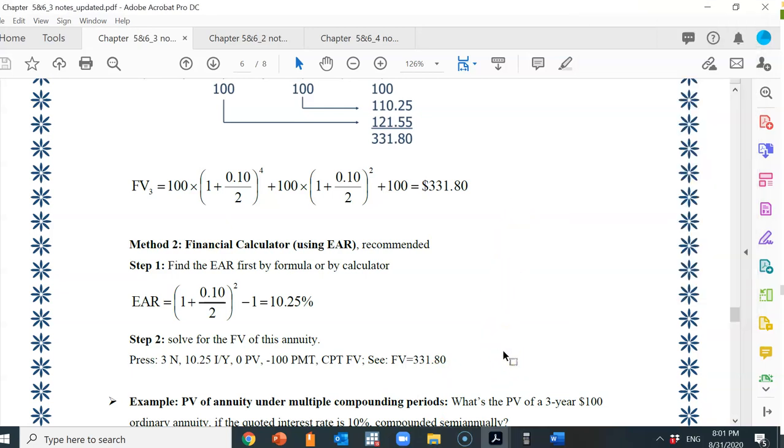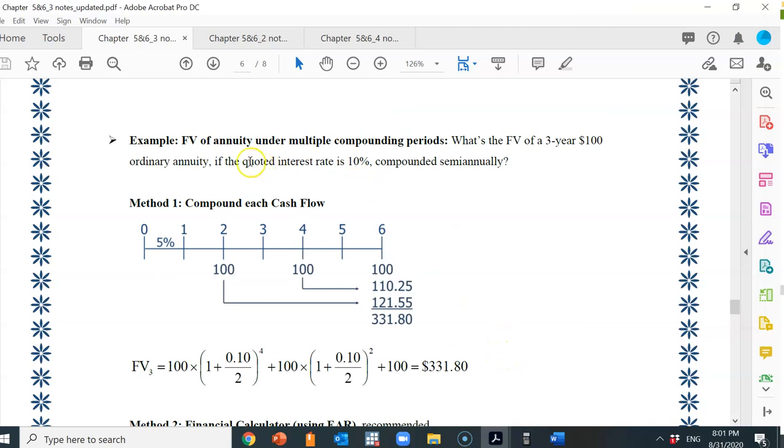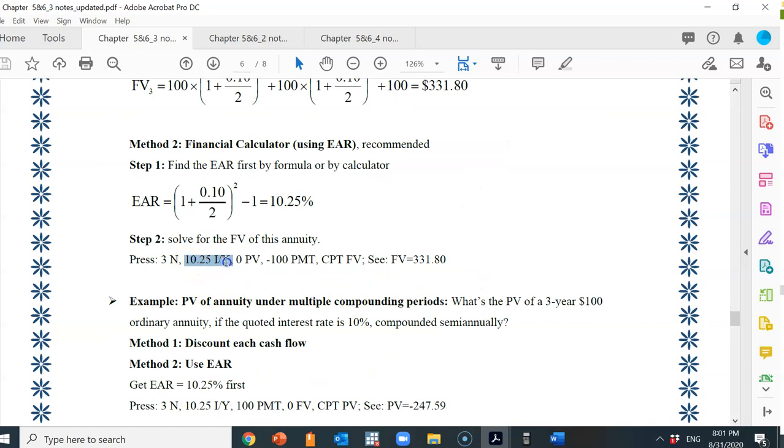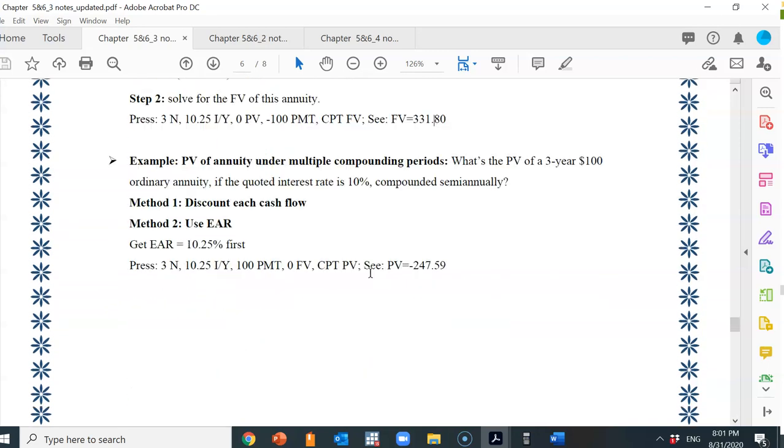If we want to use the calculator, step 1, convert this nominal rate of 10% compounded semi-annually into the effective annual rate. Step 2, use the effective annual rate with the number of years and calculate the future value.